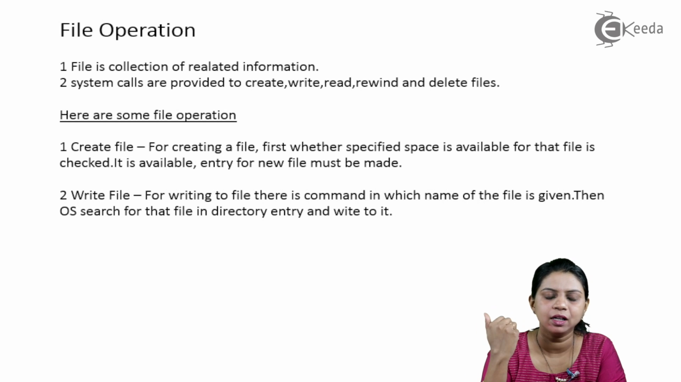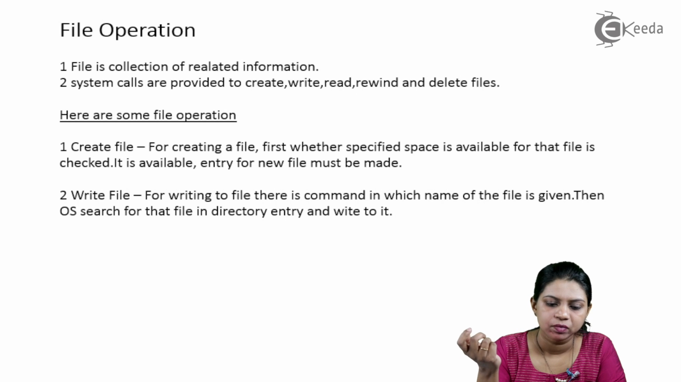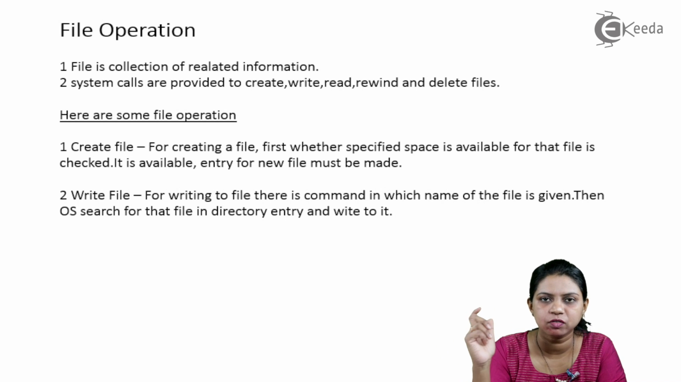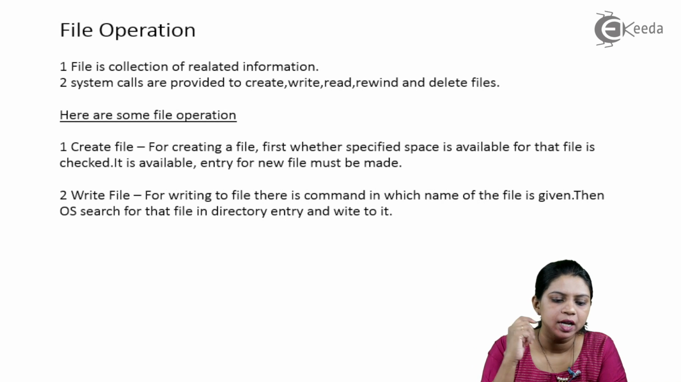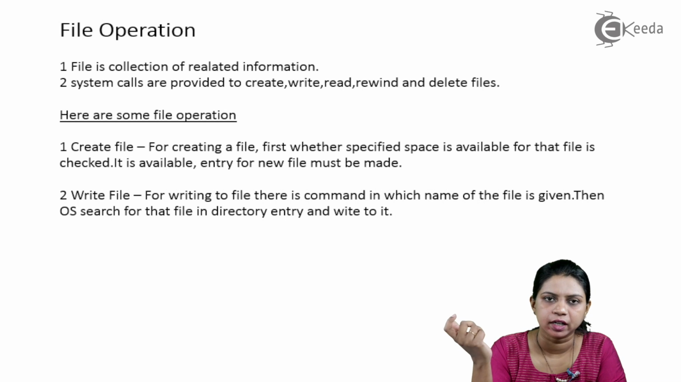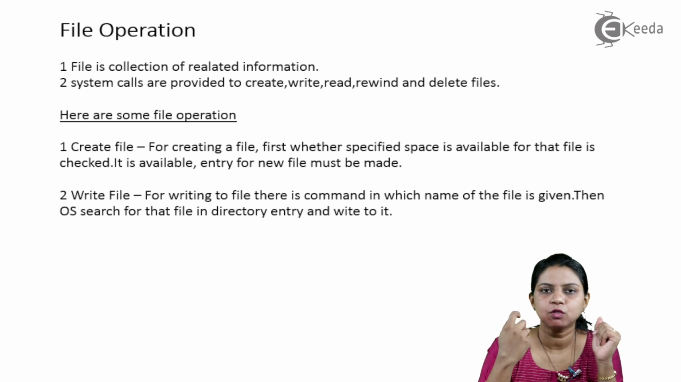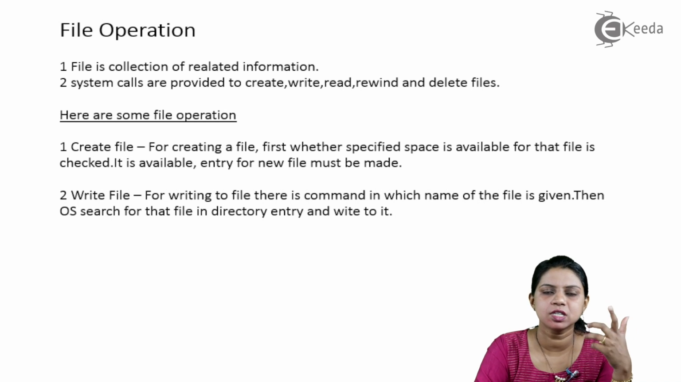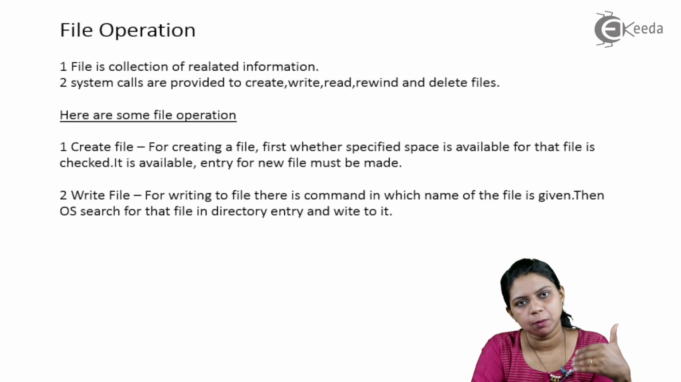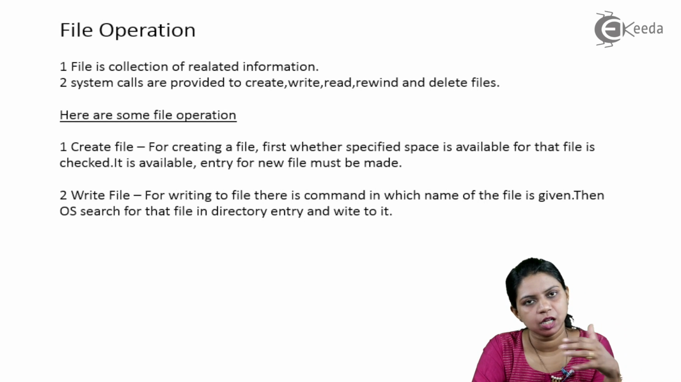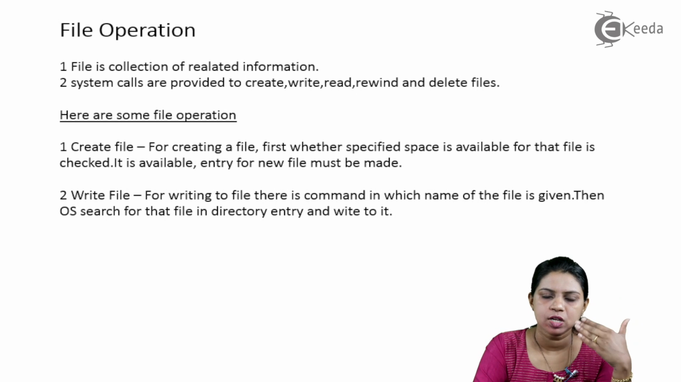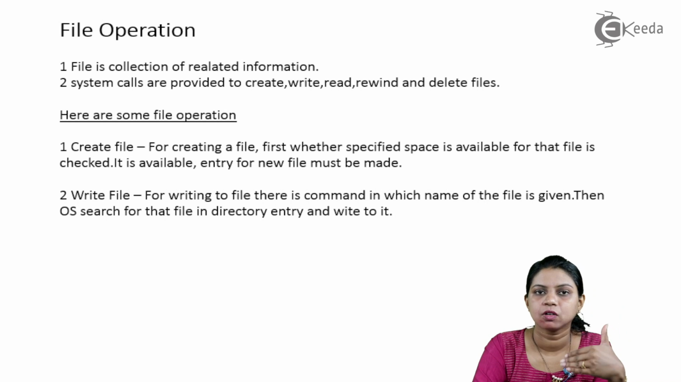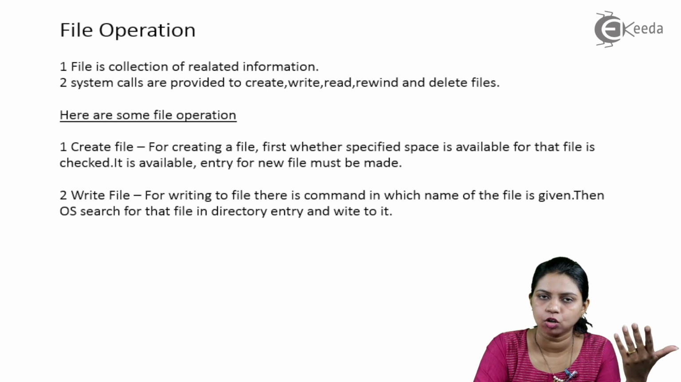Number 2, writing a file. For writing a file, there is a command in which the name of the file is given. Then the operating system searches for that file in a directory and then writes to it. Suppose I want to write into an ABC file, then first I will search whether the ABC file is available on the disk or not. If the ABC file is available on the disk, then only I can write into the file. So first the operating system has to search whether the ABC file is available or not.